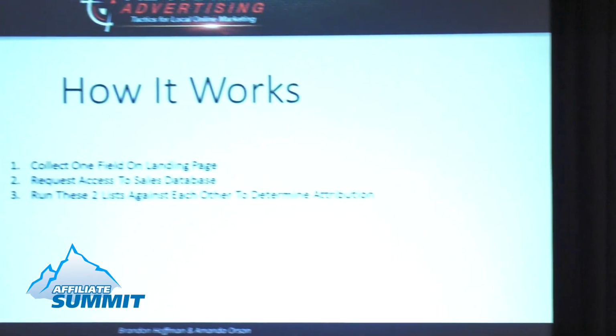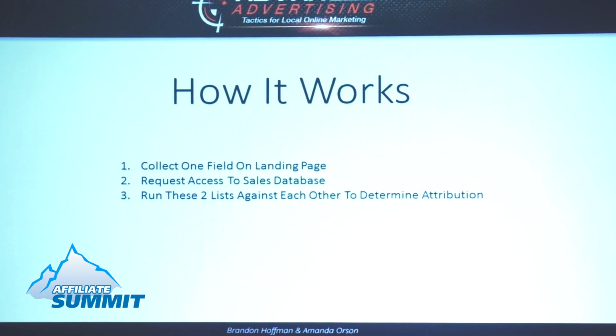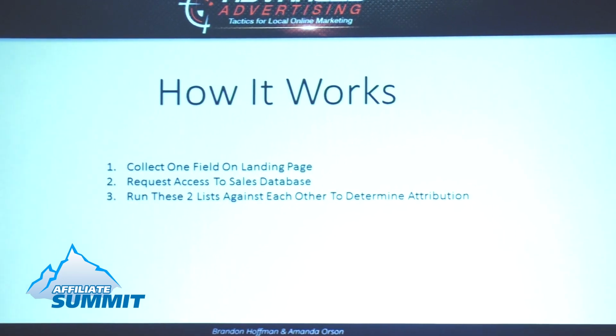So what happens is you collect one field on the landing page. Let's say it's an email address or a name, but you'll usually use something like an email address. You request access to the client's sales database, and then you match the two lists. You match all the email addresses you generated against all the email addresses that ended up in their sales database, and see how many match. So if 1,000 people submitted their email address on a landing page, and the client made 200 sales in the month, and 20 of them matched the landing page email addresses, you can pretty much assume that 20 people were generated from that online campaign to the offline store. Does that make sense to you? So one field matching: taking your list, comparing it to their list, and seeing what matches.